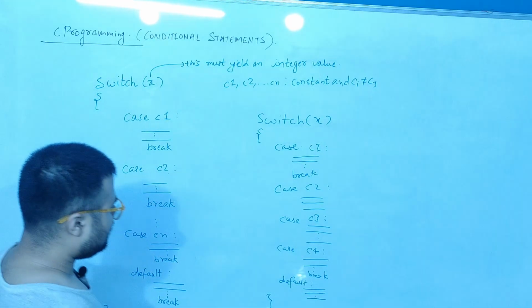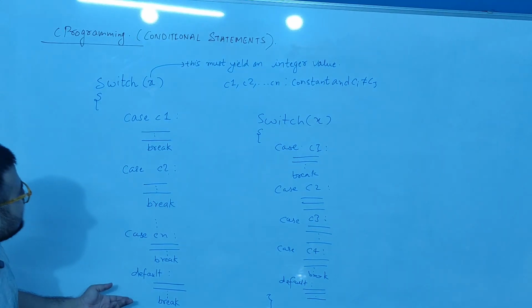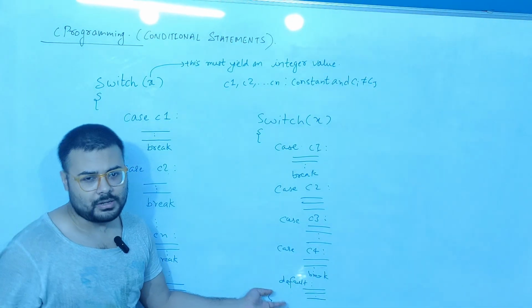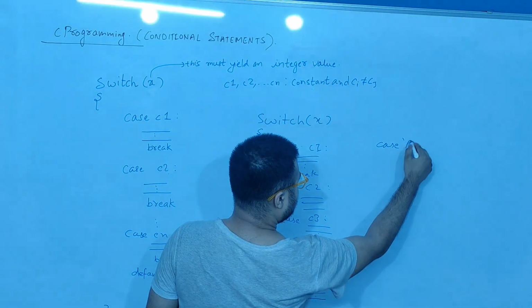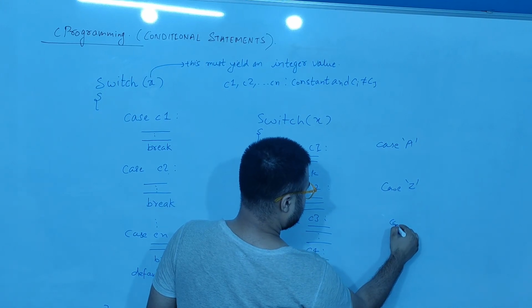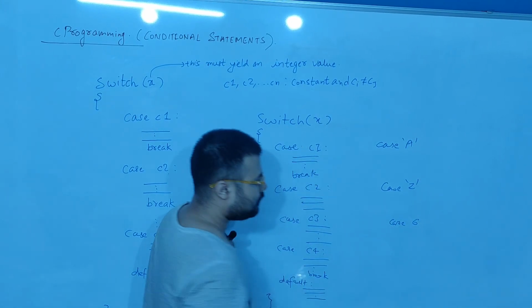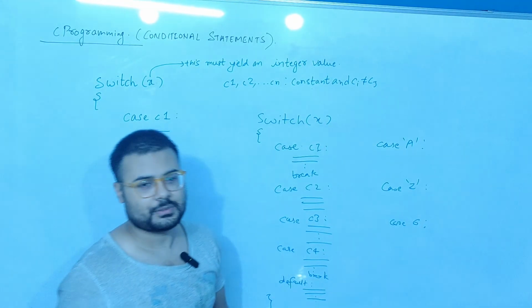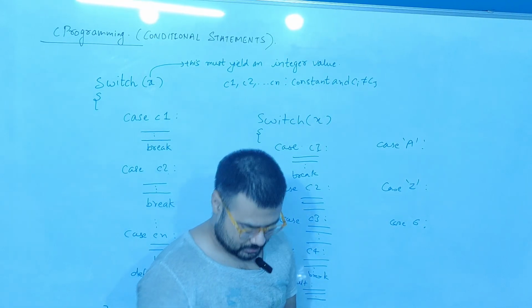And when it comes to default, it just happens that in both these examples I have written default at the end, but it can be written at any place. You can have case A, case Z, case 6. You can have it like this. A character or a short in an expression will be interpreted as an integer. So this works. Okay. Thank you very much.